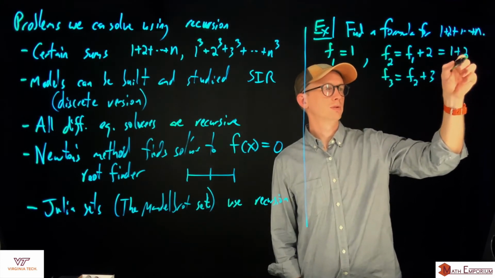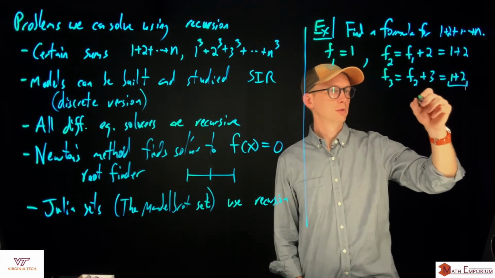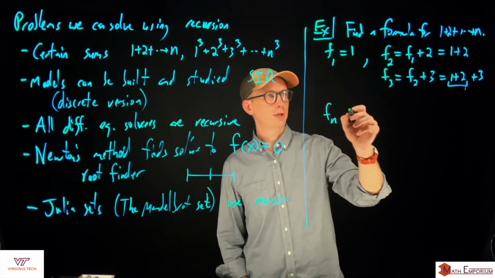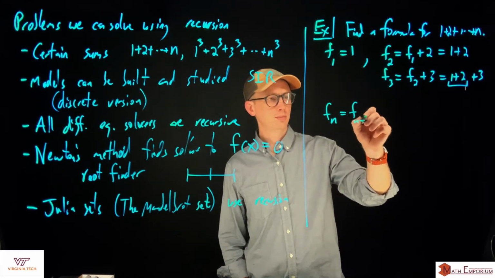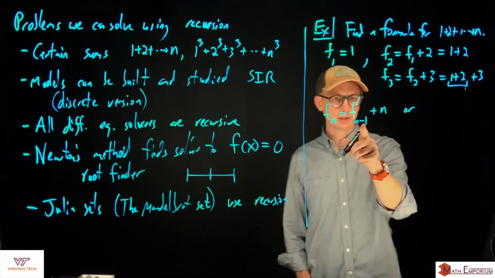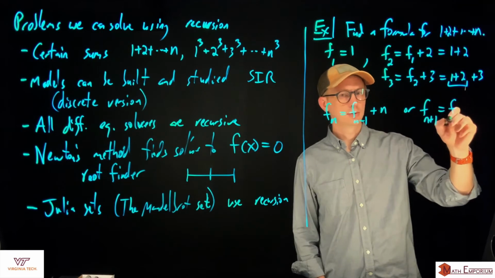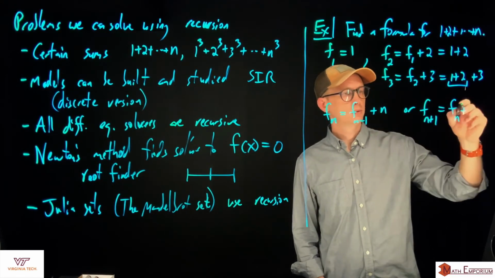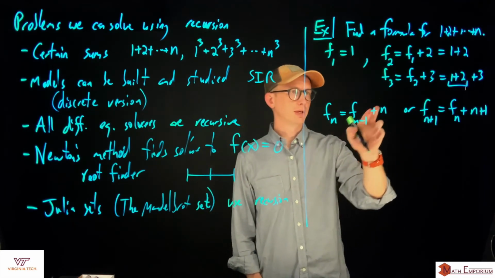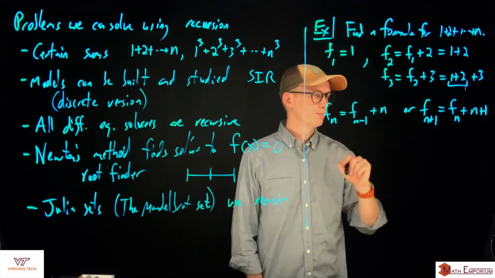This would be 1 plus 2, and f2 is 1 plus 2. That's f2, and then plus 3. So in general, fn is fn minus 1 plus n. Or, if I don't want the minuses in my indices, fn plus 1 is equal to fn plus n plus 1. This one's probably a little more natural to come by because of the nice match between where you're at and where you came from.